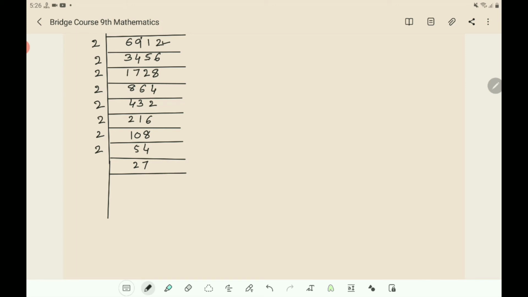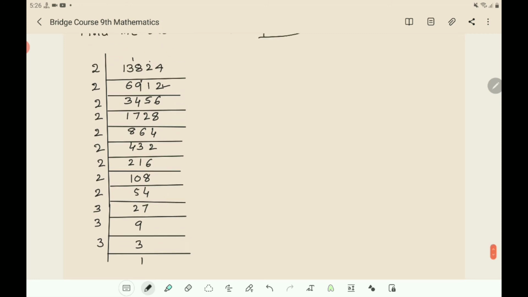Now the next prime number is 3. You know that 3 9s are 27. Again it is divisible by 3. 3 3s are 9. Then 3 1s are 3. So here you got the factors, right?